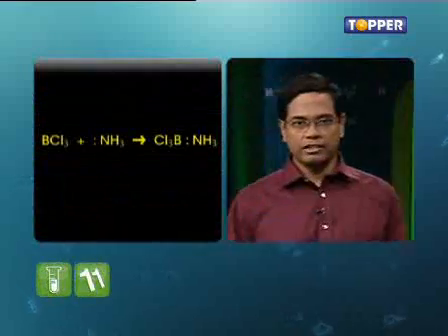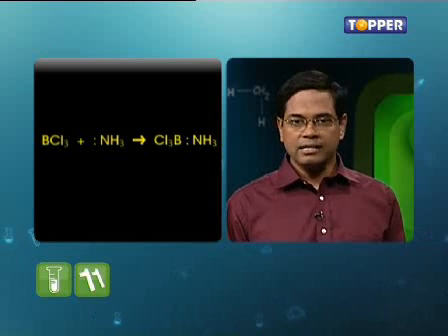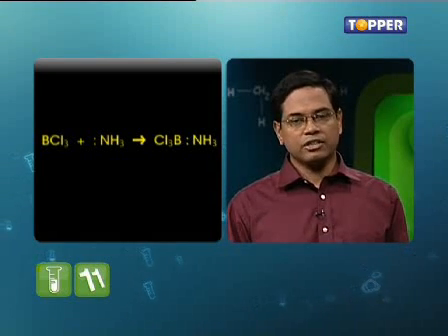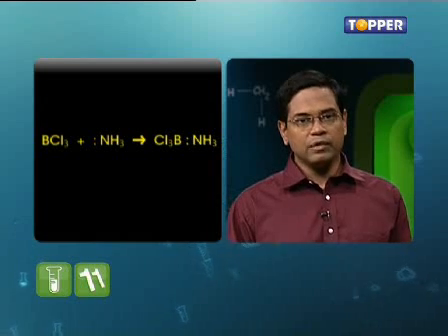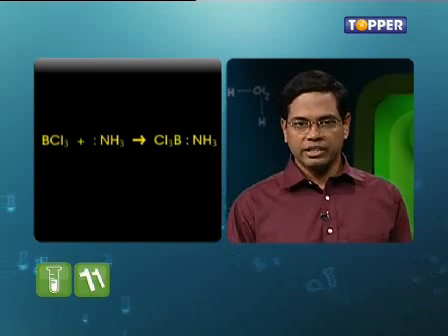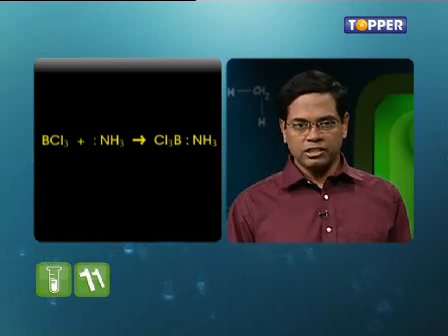For example, using the Lewis structure, one can easily understand the reaction between boron trichloride and ammonia. In this reaction, BCl3 is electron deficient and hence acts as a Lewis acid, and NH3, which is electron rich, acts as a Lewis base. For the reaction to proceed, BCl3 accepts a lone pair of electrons from NH3.